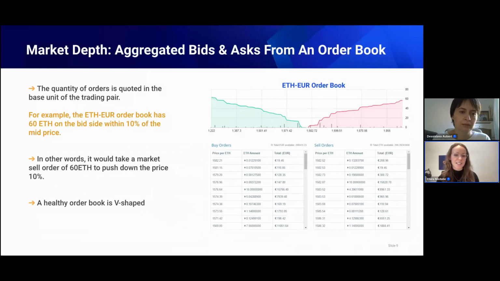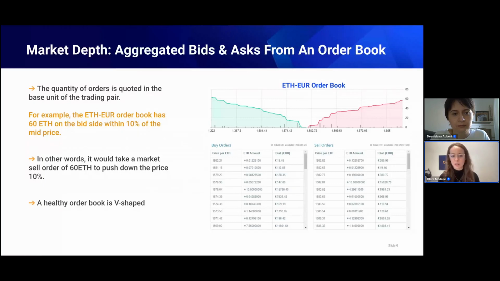In this example, the market depth would be the quantity of these bids and asks on either side of the mid price. So let's say on the ETH-Euro trading pair, you have 60 ETH on the bid side within 10% of the current price. In other words, another way to think about market depth is that it would take a sell order of 60 ETH to push down the price 10%, if we're talking about 10% depth.